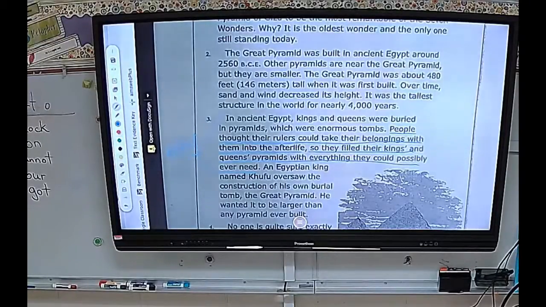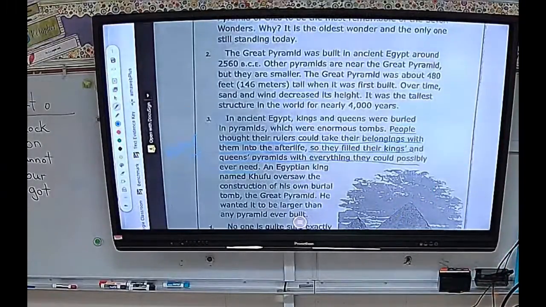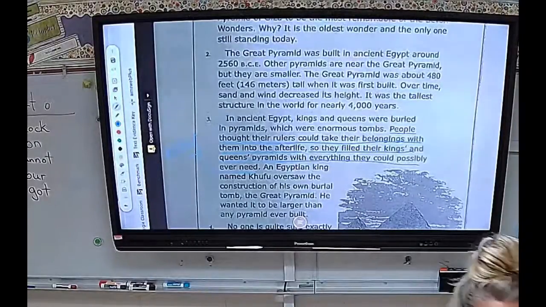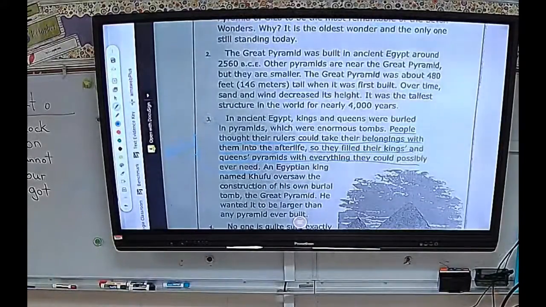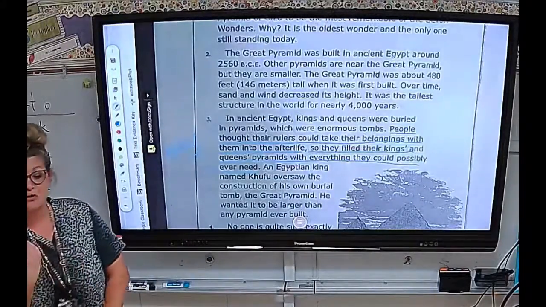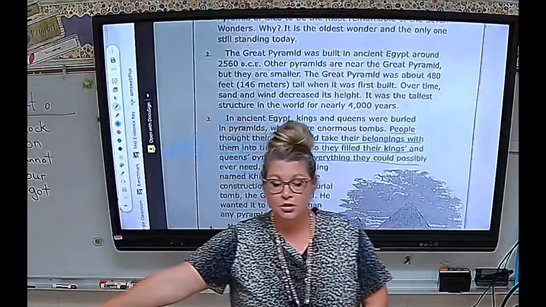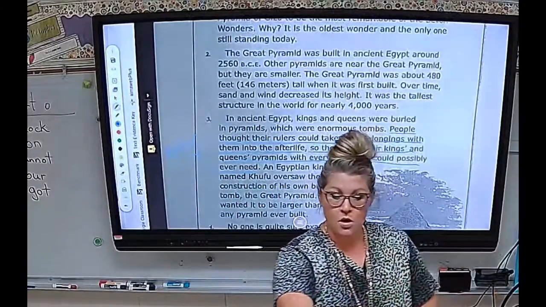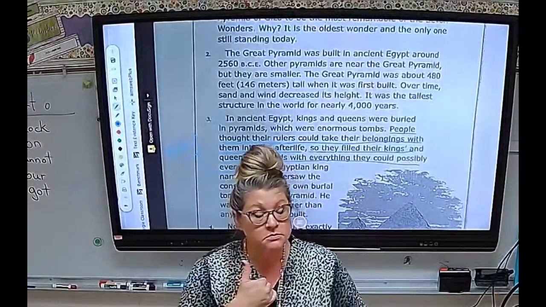Okay. So what did Khufu want? He wanted the largest pyramid they ever built. Very good. So it said he oversaw the construction. What does it mean if we say we oversaw, or if I'm going to oversee something? What am I doing? If I'm overseeing it, Emily, what do you think that means? You're looking at it. I'm looking at it. I'm making sure that everything is good and is done the way that I want it.